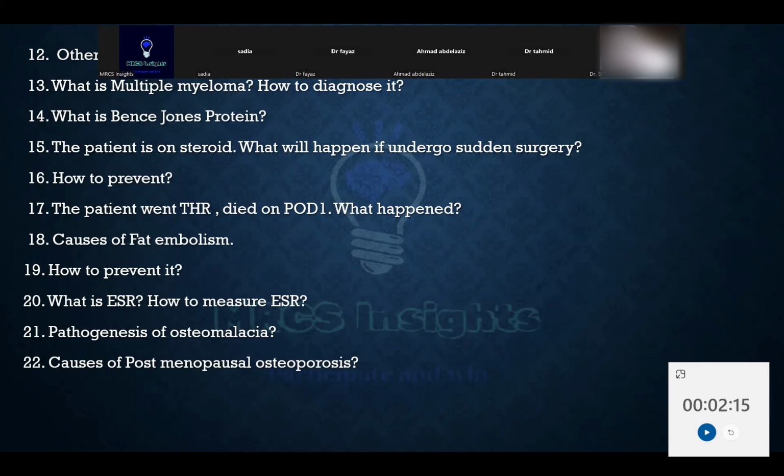And what is the pathogenesis of osteomalacia? Osteomalacia is a mineral bone disease where there is decreased bone mineralization, I guess. Pathogenesis is when there is hyperparathyroidism, or one of the causes. Hyperparathyroidism is not related to osteomalacia. Okay, no problem, we'll see. So what are the causes of postmenopausal osteoporosis?